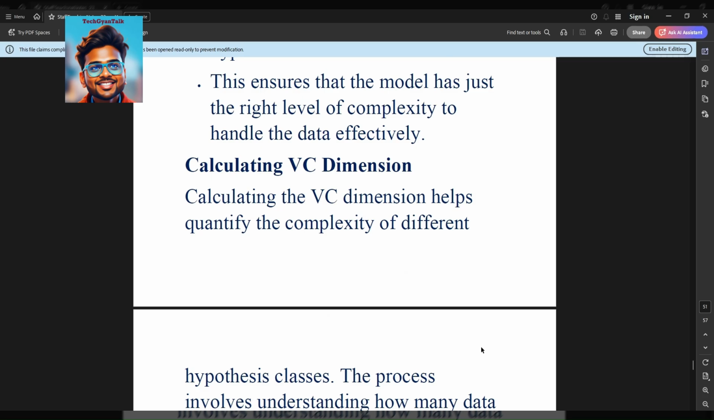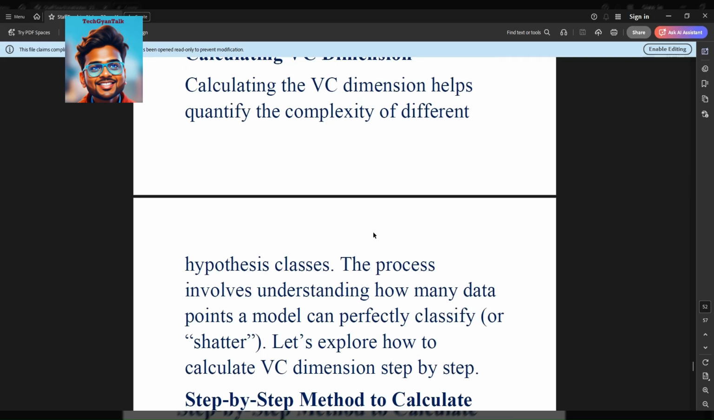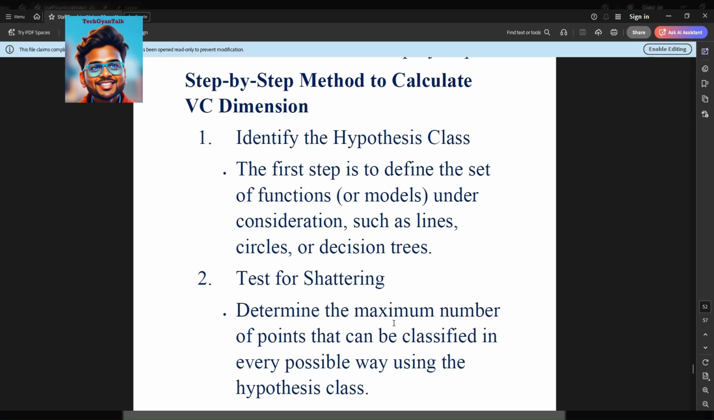Calculating VC dimensions. Calculating the VC dimension helps quantify the complexity of different hypothesis classes. The process involves understanding how many data points a model can perfectly classify, or shatter. Let's explore how to calculate VC dimensions step by step. So, the step-by-step method to calculate the VC dimension.